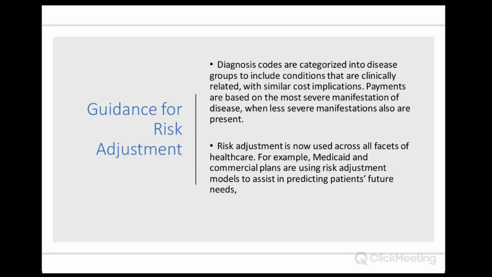So for risk adjustment, they have a whole different payment scheme, so to speak, where they categorize diseases into groups based on their clinical nature. Those that are very similar are grouped together, and then the payment is based on whether you fall into one of those hierarchies or groups, if that diagnostic statement or code falls into one of those.